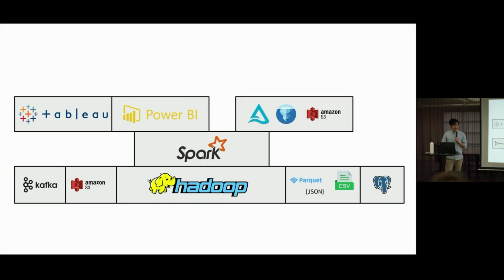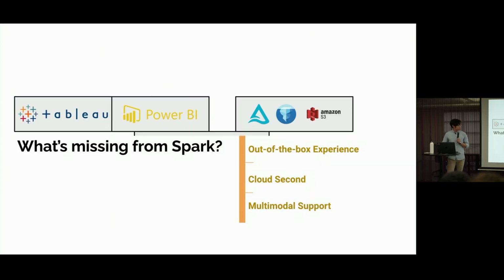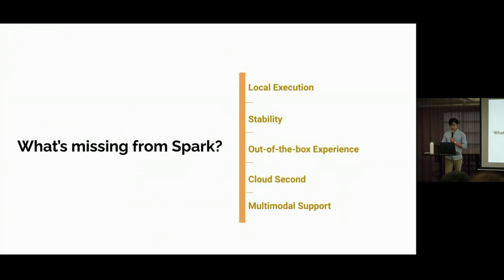And because it's so fantastic, and we see that Spark is really a great technology for doing distributed computation, I think the next bit is going to be a bit opinionated. We're going to talk a bit about what's missing from Spark. We think that there are 5 major pieces that could make Spark really great. The first is better local execution, better stability, better out-of-the-box experience, being cloud first, and having better support for multimodal data. Let's break down what this all means.